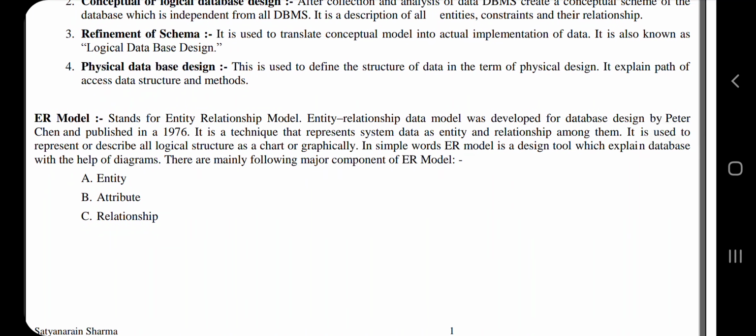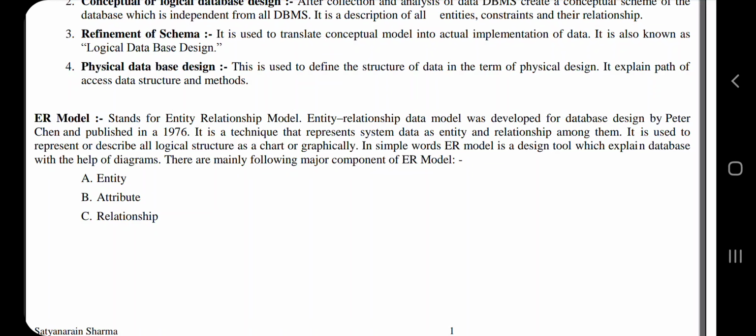ER model. ER model stands for Entity Relationship Model. Entity Relationship Data Model was developed for database design by Peter Chen and published in 1976. It is a technique that represents system data as entity and relationship among them. It is used to represent or describe all logical structure as a chart or graphically.